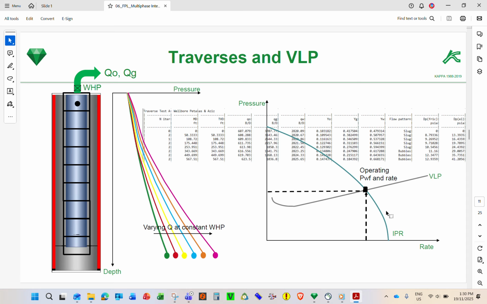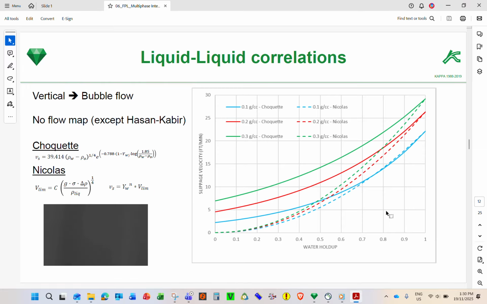Okay, so we go to liquid-liquid correlation. So liquid means oil and water. The flow correlation we deal with is only the fluid. We don't talk about the solid. So we have only water, oil, gas, so three phase. Vertical is bubble flow, so either water bubble in oil or oil bubble in water. Usually oil and water are immiscible, cannot be together. But sometimes in an emulsion, you might get them mixed.